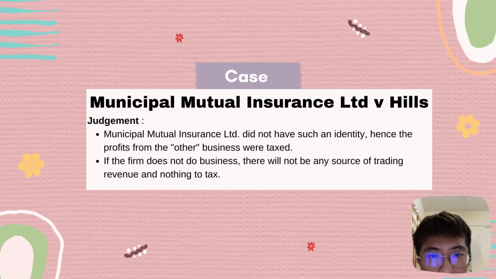For the judgment, Municipal Mutual Insurance did not have such an arrangement identified, hence the profit from the other business was taxed. If the firm does not have the business, there will not be any source of trading revenue and nothing to tax.